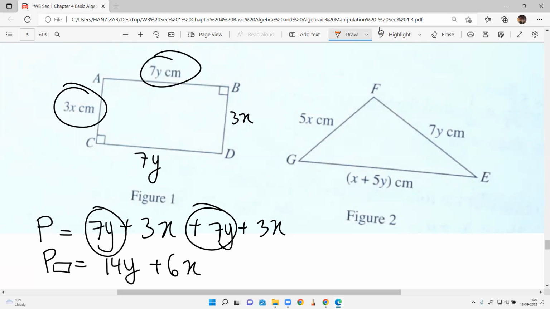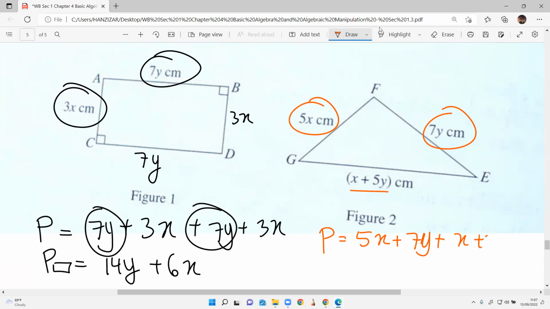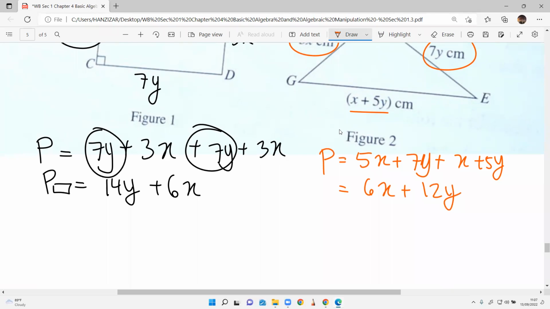So how do you calculate the perimeter of a triangle? Add all the sides, right? Very simple. 5x plus 7y plus x plus 5y. Get it, guys? So 6x plus 12y. So can you guess which perimeter is higher, is greater?